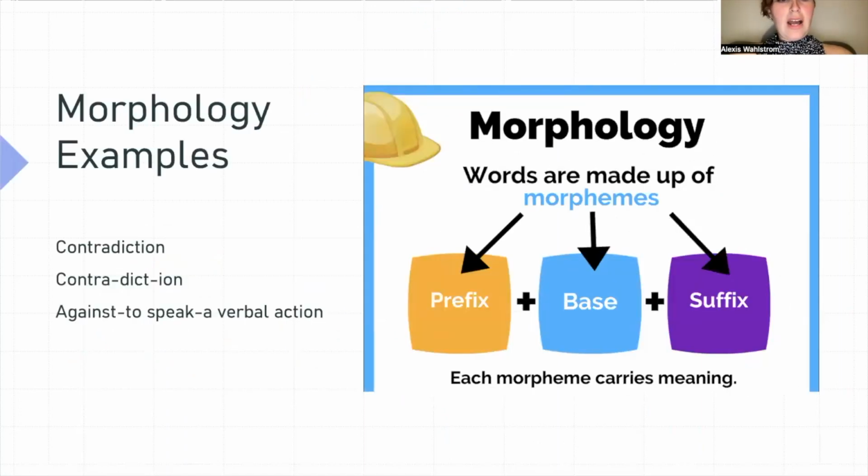So for my example here, I have the word contradiction. When you break this down into prefixes, the root word, and the suffixes, you have contra, which means against, dict, which means to speak, and ion, which means a verbal action. So contradiction means to speak against a verbal action. You look over here for morphology, you see that the words are made up of morphemes. This includes your prefix, which is the beginning sound that you might hear, your base or your root word, and your suffix. And each portion of these words is going to carry meaning on what the entire word will mean.